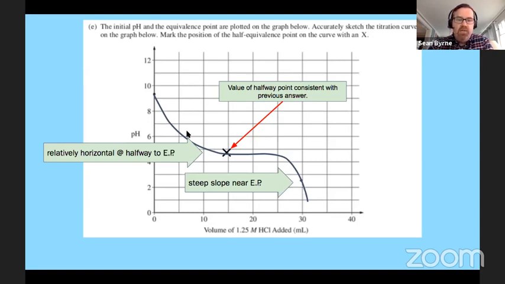Okay, so 3 points or 3 aspects of this graph that the scoring guidelines were looking for: a value that was halfway, that's consistent with what you had your answer before, that you have a flat curve right here, and that you have a steeper slope near the equivalence point. Okay.